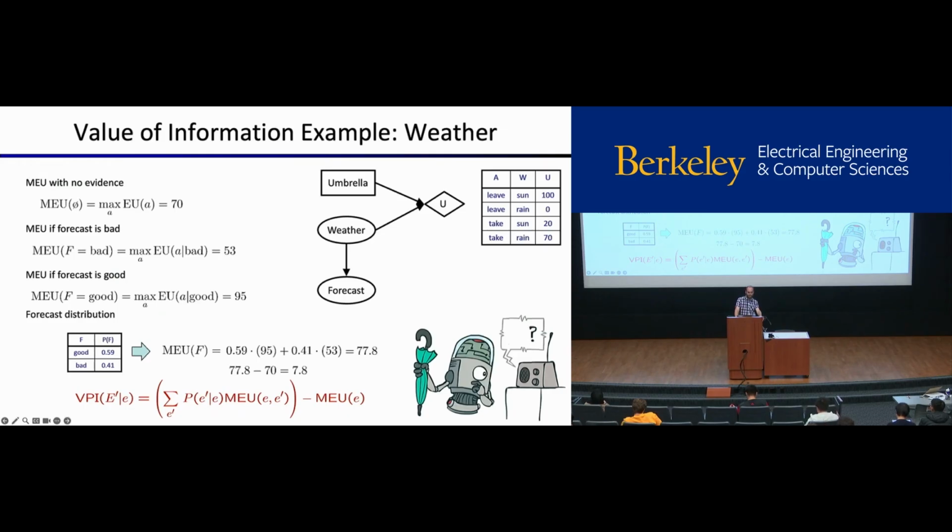Yeah? Can it be negative? Good question. No. And you'll notice here that if the forecast was bad, the action which maximized this was taking the umbrella, whereas here the action which maximized it was leaving the umbrella. And basically the reason there is value to this information is because it might change your decision.